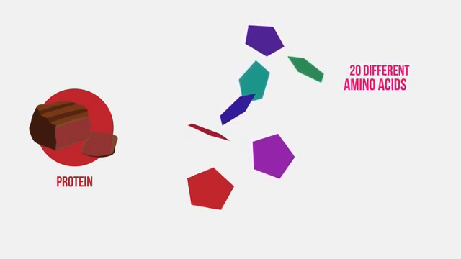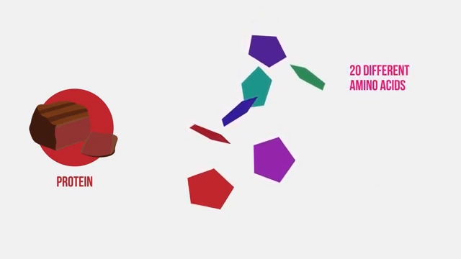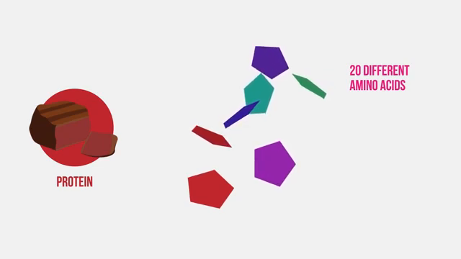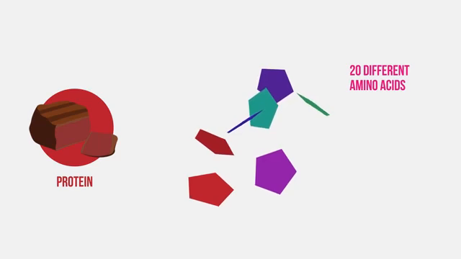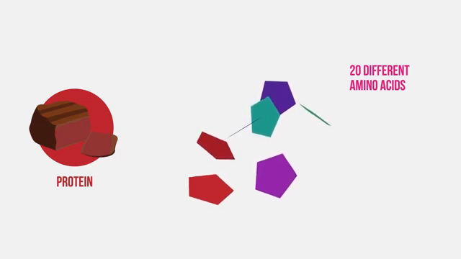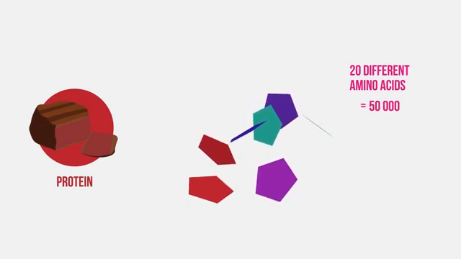There are 20 different amino acids that make up proteins. The order of amino acids varies in different proteins, and so 20 different amino acids means an almost infinite number of different proteins can be made. It is estimated that there are about 50,000 different proteins in the human body alone.